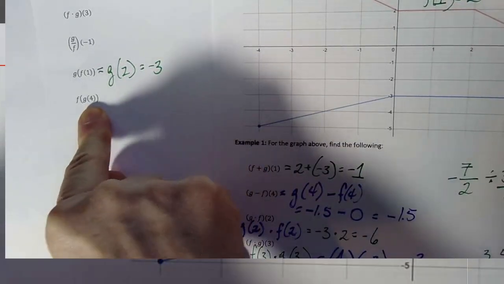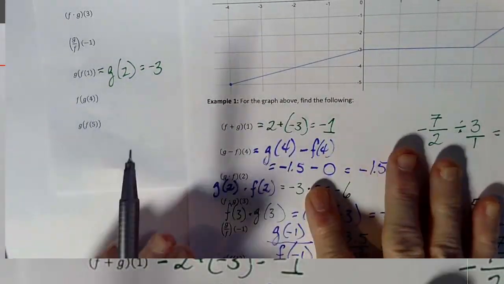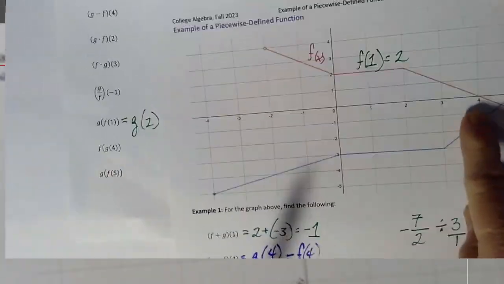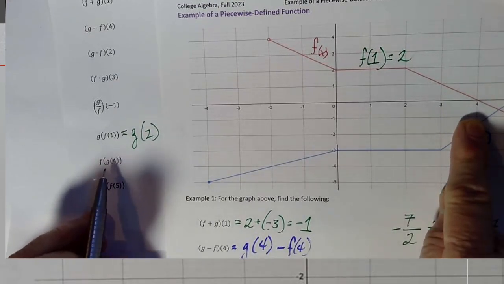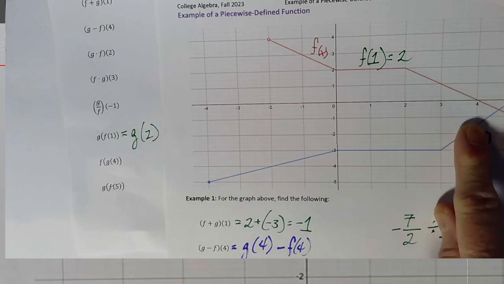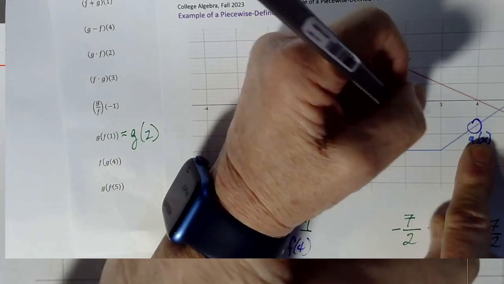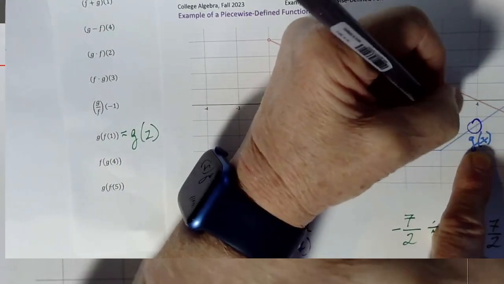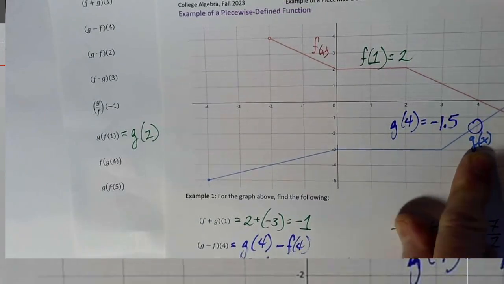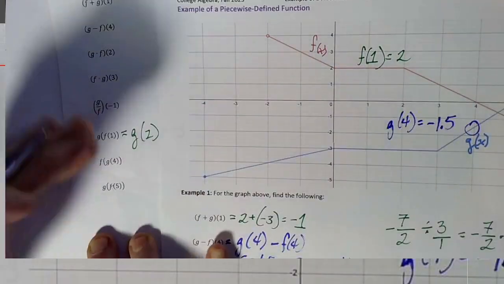This next one, we're going to start with x equals 4. Here's x equals 4. And we start inside out, so we're going to plug 4 into g. And let's see, that means we're going to evaluate g first. And we get g of 4 is negative 1.5. Now we're going to find f evaluated at negative 1.5.